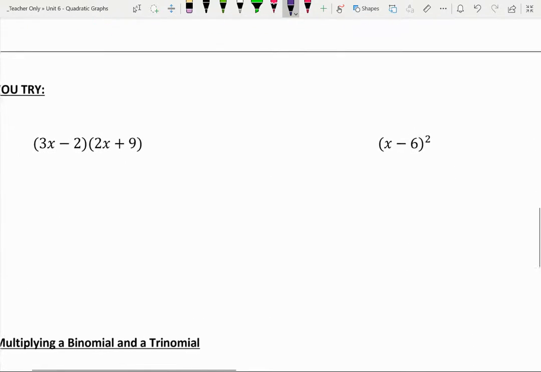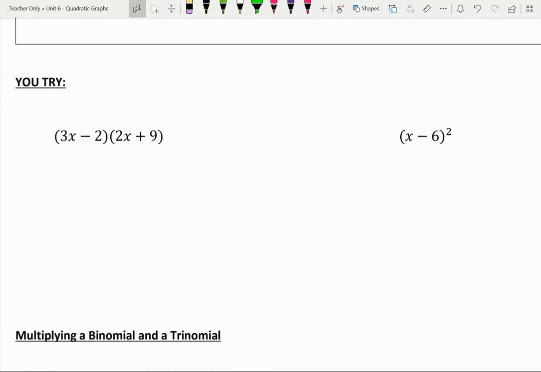So for the next two examples, I would like you to try these on your own, and you can choose either method. You might try one with the box method, one with double distribution. It does not matter. You can choose either method for these. And I encourage you, just like always, to pause here and come back and we'll check together.